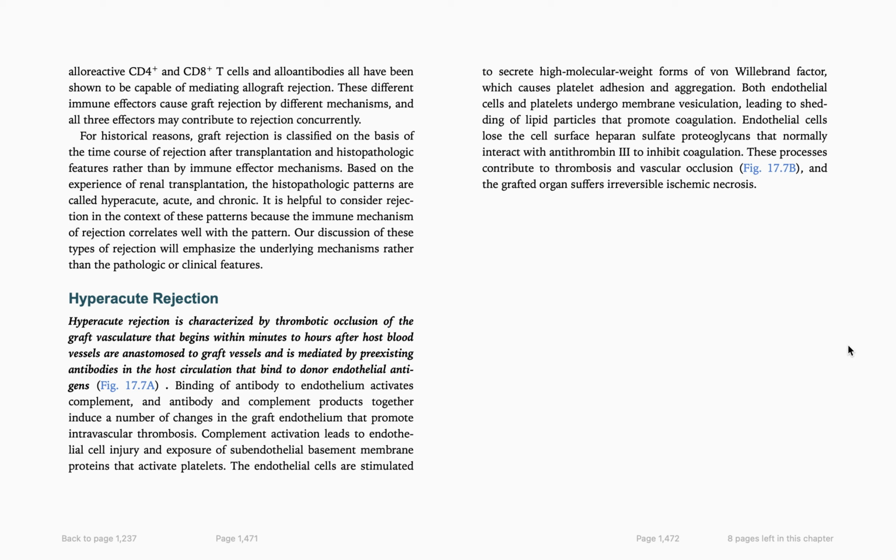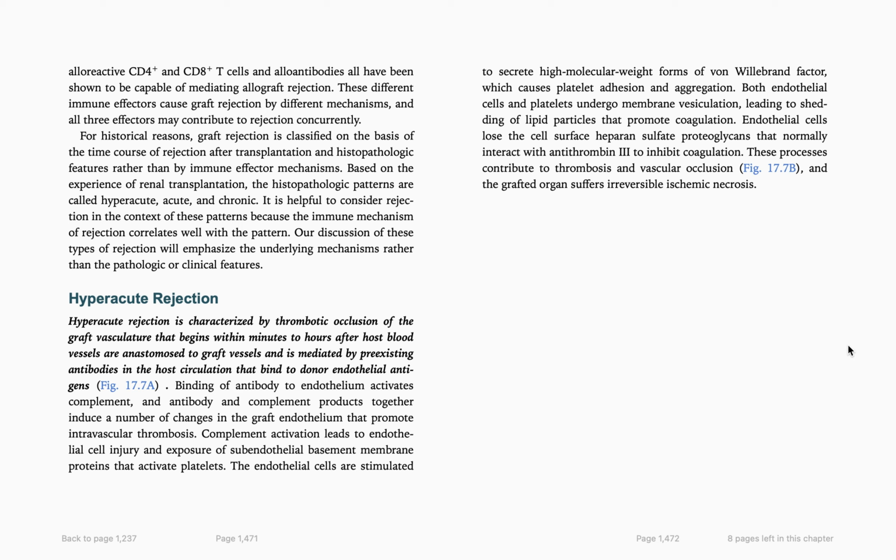Based on the experience of renal transplantation, the histopathological patterns are called hyperacute, acute, and chronic. It is helpful to consider rejection in the context of these patterns because the immune mechanism of rejection correlates well with the pattern. Our discussion of these types of rejection will emphasize the underlying mechanism rather than the pathological or clinical features.